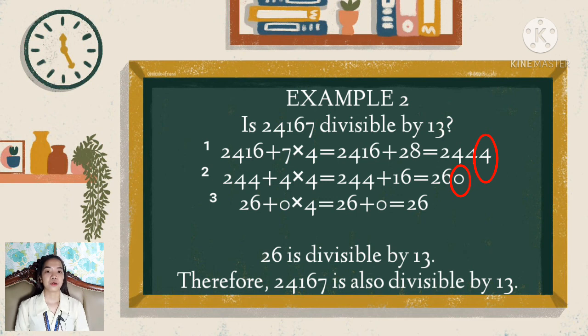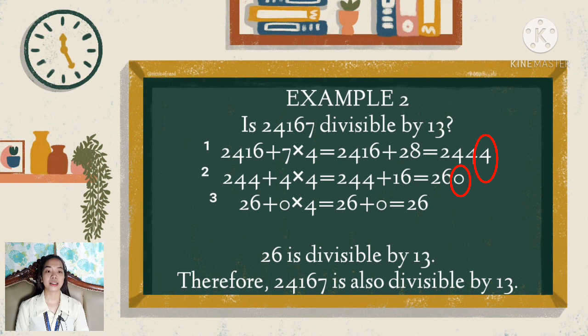So first step, bring down the 2,416 plus 7 times 4 is equal to 2,416 plus 28. So equal 2,444. So second step, 244 plus 4 times 4 is equal to 244 plus 16 is equal to 260. So step 3, 26 plus 0 times 4 is equal to 26 plus 0 is equal to 26.